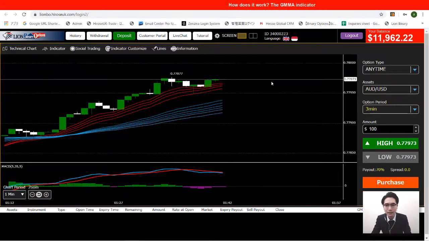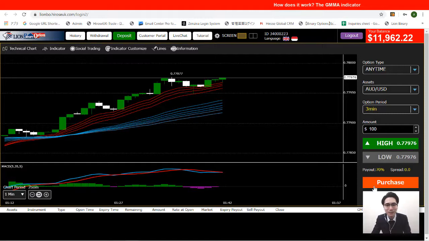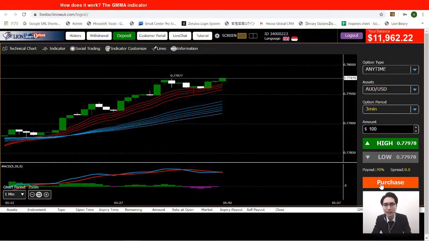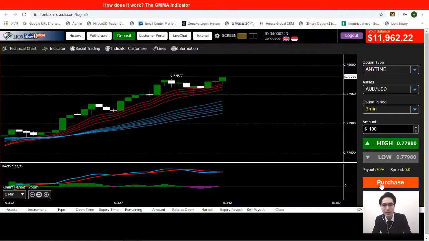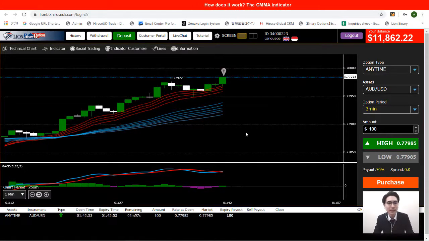Now take a look at this one here. It starts to compress a little bit. So what I'm going to wait for here is for the MACD to cross over, and if it crosses over, I will place my trade. Okay, yep, I placed this trade here.